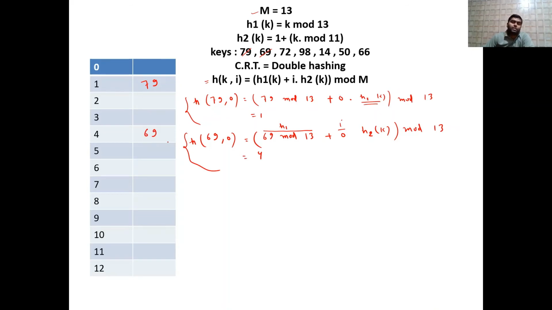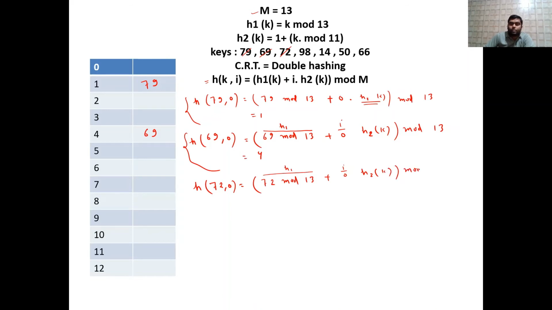Double hashing means we are using two hash functions, applying those two hash functions in order to calculate whether the space is available or not. So now third. So third is what? Third is 72. Observe very carefully. So 72 comma 0. So first is what? 72 mod 13 according to the first hash function. So this is our h1, and plus what is the i value? The i value is 0, so multiply anything with 0. That's why I am not writing h2.